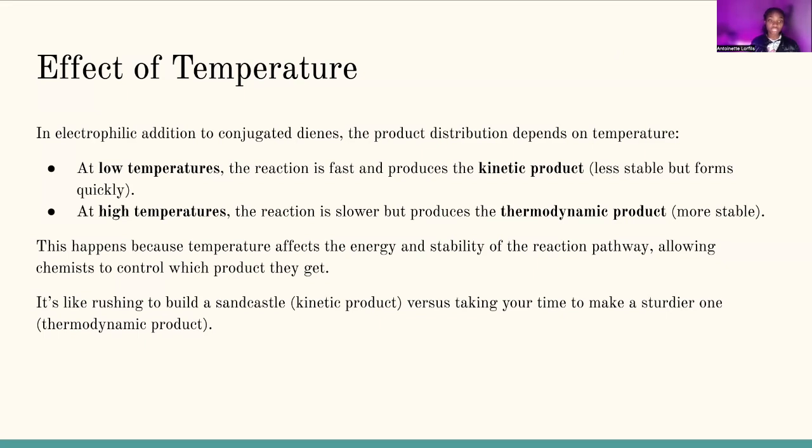And this happens because temperature affects the energy and stability of the reaction pathway, allowing chemists to control which products they get. So an example that I use is it's like rushing to build a sandcastle, which would be the kinetic product, versus taking your time and making sure that it's sturdier, which is going to be the thermodynamic product.